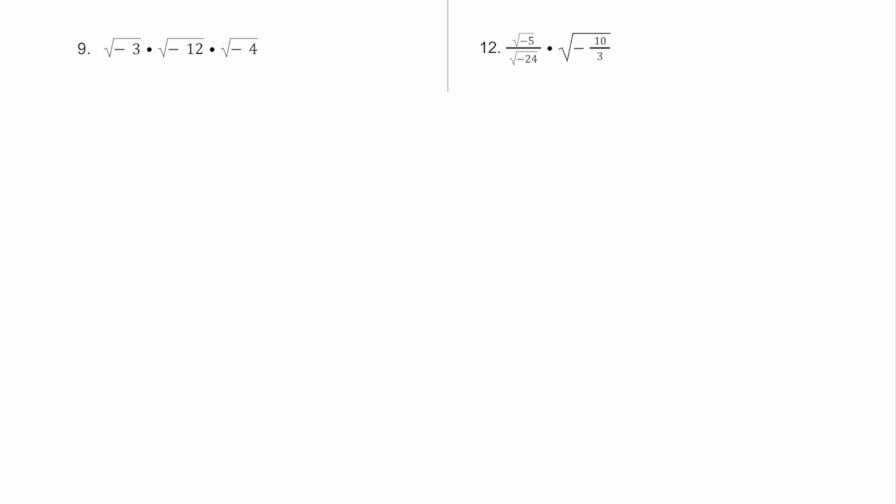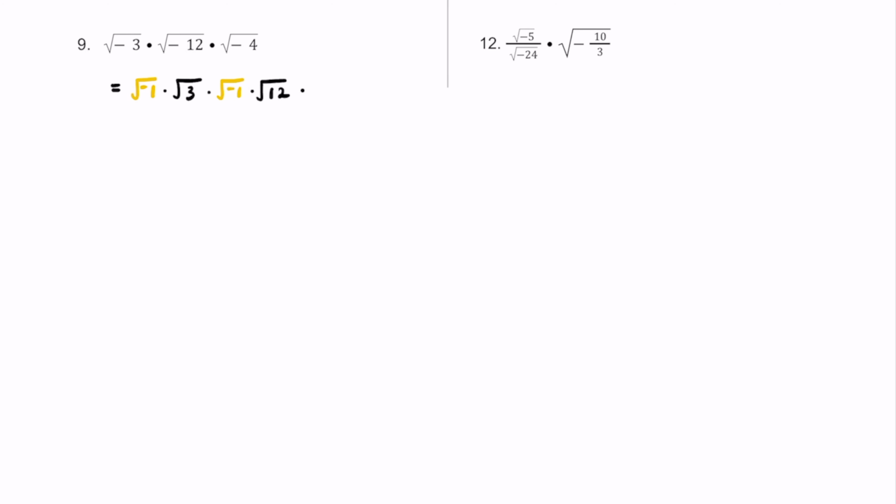Here's number 9. All right, for number 9, what I'm going to do here is take the square root of negative 3, and I'm going to separate that into the square root of negative 1, then multiply that by the square root of 3. Then for this square root of negative 12, let's break that into the square root of another negative 1, but then we'll multiply that by the square root of 12. And then for the square root of negative 4 here, let's go ahead and break that into the square root of negative 1, and let's multiply that by the square root of positive 4.